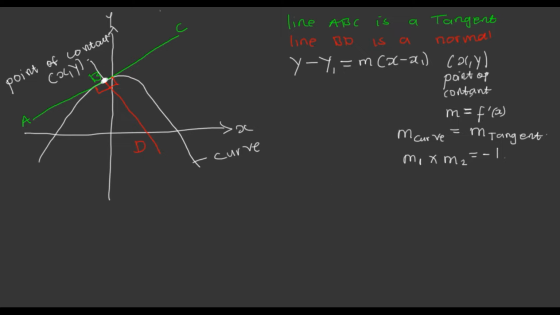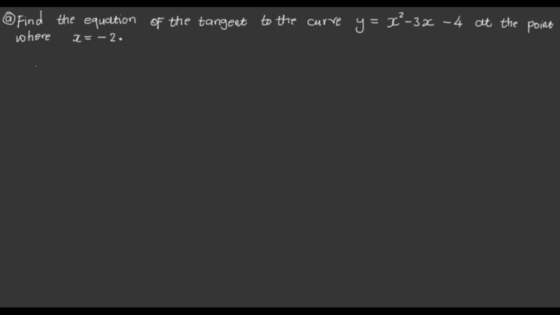Let's look at some examples. So this is our first example here. We have been given the equation of the curve: y is equal to x squared minus 3x minus 4. So this is a quadratic equation here. Now the question is to find the equation of the tangent.